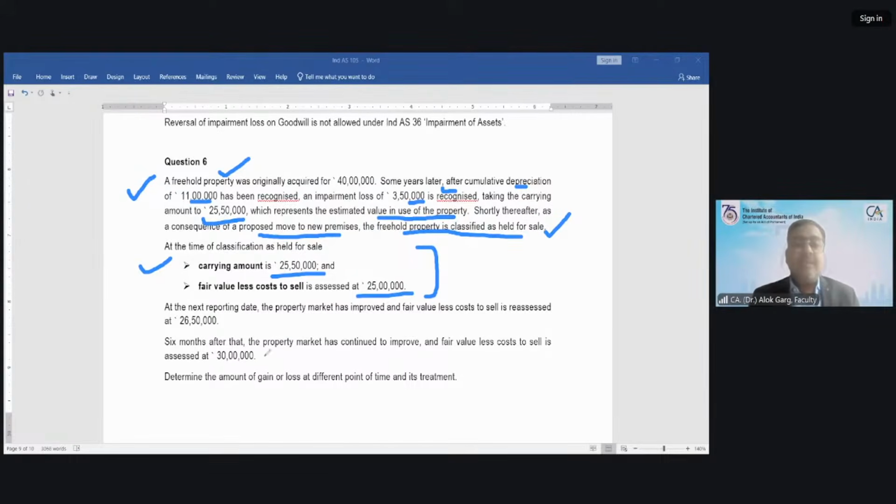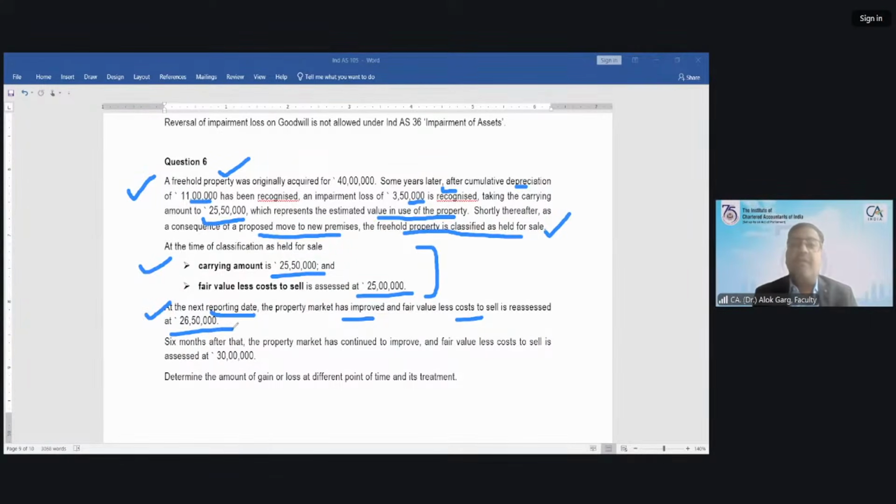Okay. At the next reporting date, the property market has improved and the fair value less cost to sell is reassessed at 26 lakh 50,000. So what will you do for this non-current asset held for sale on the reporting date? At what value is it going to be remeasured? We have to remeasure it at fair value less cost to sell.